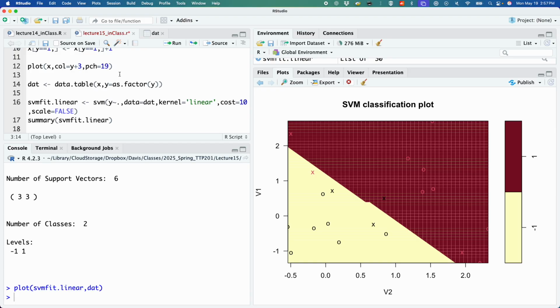Okay, so what is going on here? It has drawn a hyperplane for us, and then the classification, right? It's saying everything here should be a value of -1, and everything up here should be a value of 1. And then the x's here indicate our support vectors.